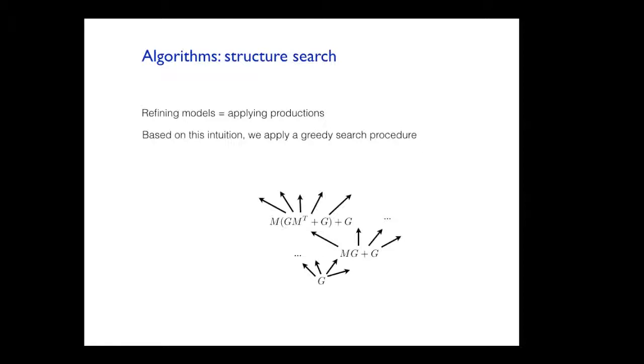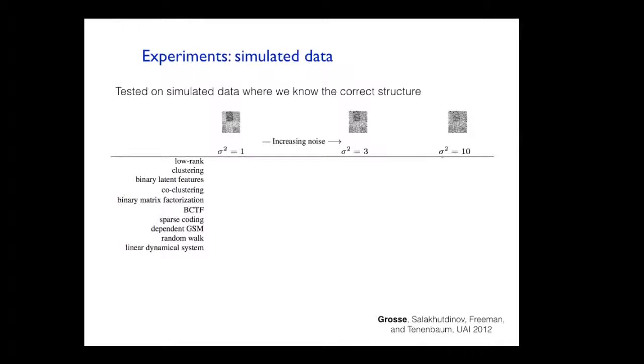And so it's a greedy search procedure, and perhaps it sounds fairly simplistic. And we don't know ahead of time whether this procedure is likely to work well or not. It's really an empirical question. And how do we measure it empirically? One way would be to run this system on simulated data where we know the correct structure. And so here we have a table where each of the rows corresponds to a particular matrix decomposition model. And the columns correspond to different levels of noise, which increase as we move to the right.